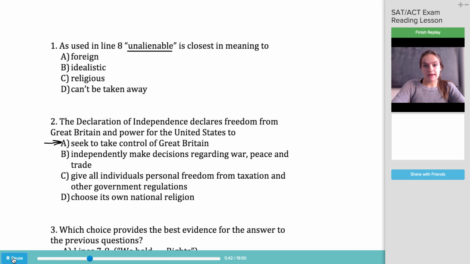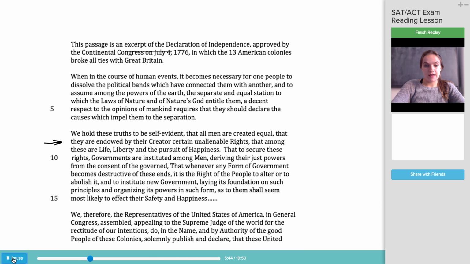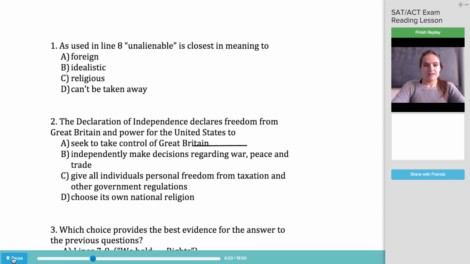So let's quickly refresh our memories and go back to line 8. They are endowed by their Creator with certain unalienable rights, that among these are life, liberty, and the pursuit of happiness. Okay. So let's take a second and look through the answers and make your best guess.